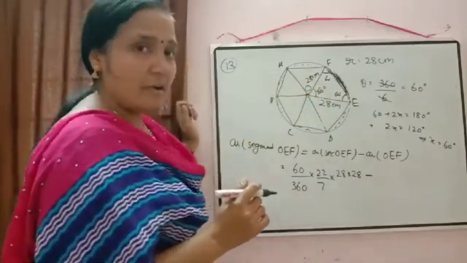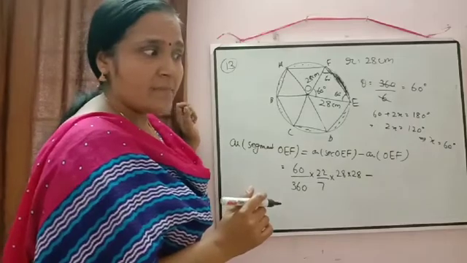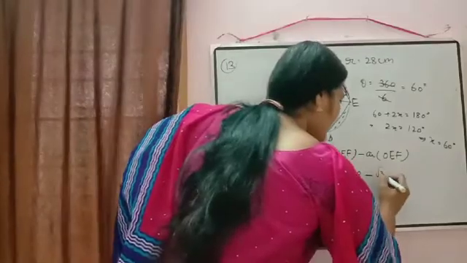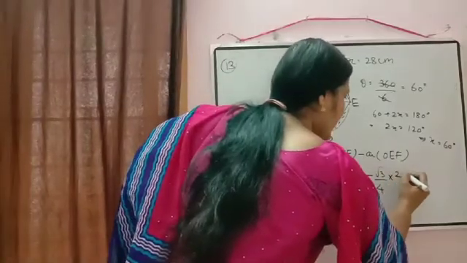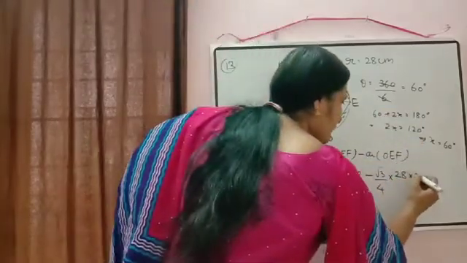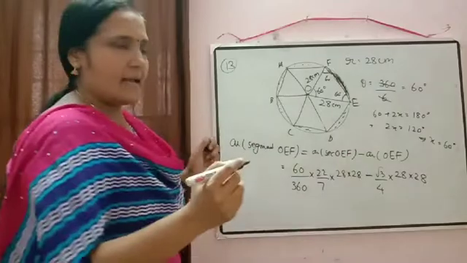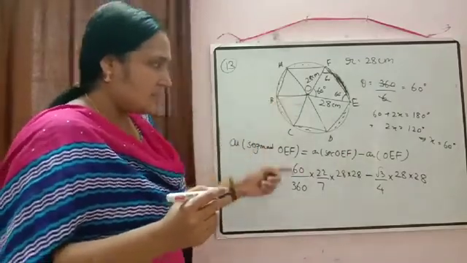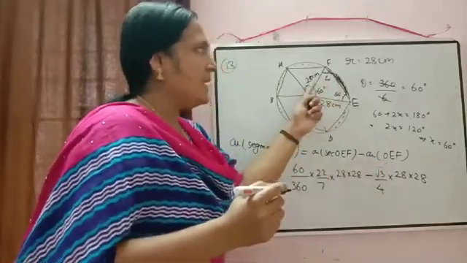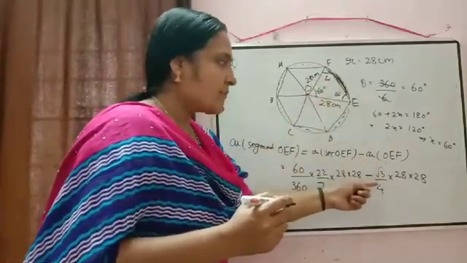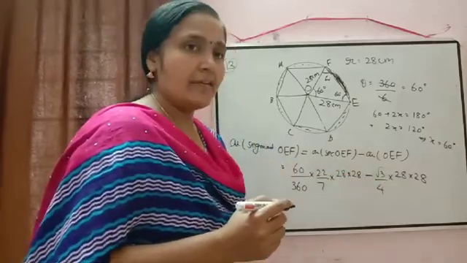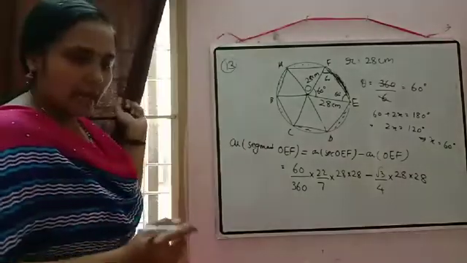And what is the formula for area of equilateral triangle? Yes, root 3 by 4 into a square. What is the side? Side is equal to 28. So it will be equal to 28 into 28. Clear how we did this one? First one is area of sector minus this one, we are getting an equilateral triangle. So that's why we wrote here formula root 3 by 4 into a square, where a is the side of the triangle.